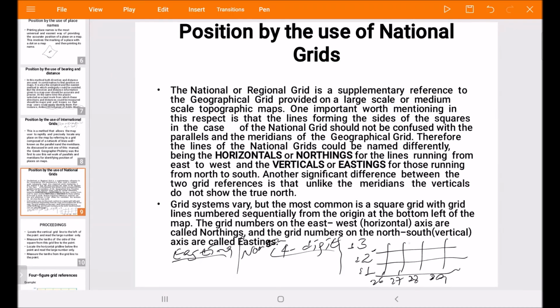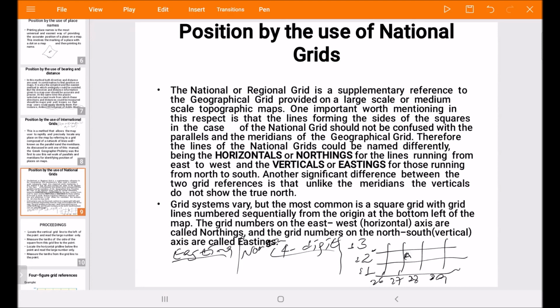Assume this is point A. You know what is the 4-digit grid reference for point A? If we are asked to find the grid reference of point A, what is our first step? Look at the vertical grid line to the left of point A, then use the large digit, the bigger number.